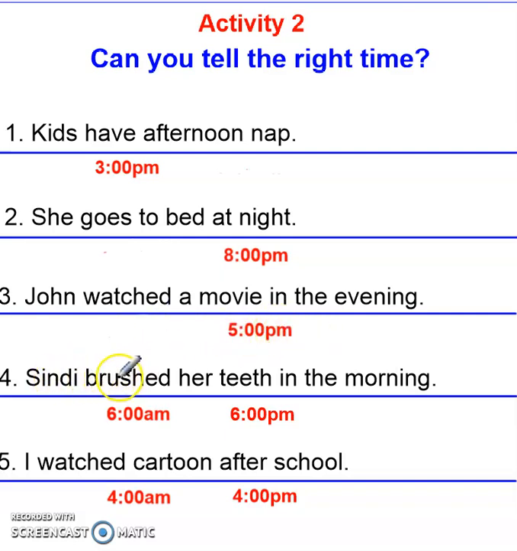The fourth one, Cindy brushed her teeth in the morning. 6 a.m. or 6 p.m.? Okay, this goes out. So it's 6 a.m. in the morning. I watched cartoon after school. After school is it a.m. or p.m.? It's p.m. That's correct, yes. So a.m. goes. It's not 4 a.m., it is 4 p.m. Right.